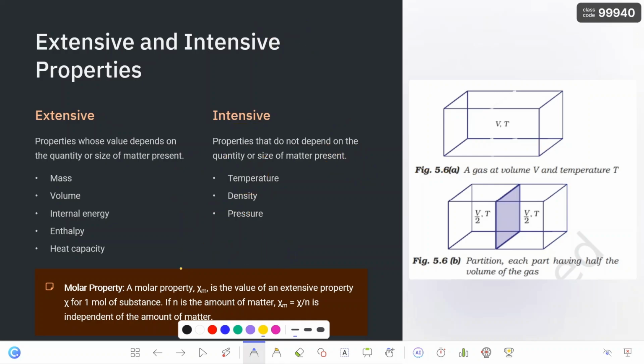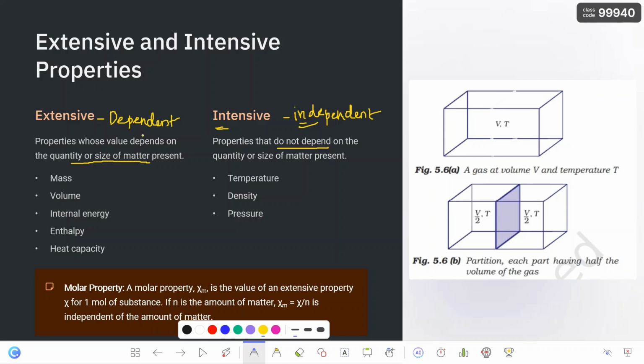Let's go to the next slide. The next topic is extensive and intensive properties, another important term. Extensive means it depends on the quantity of matter present, while intensive means it is independent and does not depend on the quantity of matter present. You need to remember this. Intensive means independent of the amount of matter, and extensive is dependent on the amount of matter.